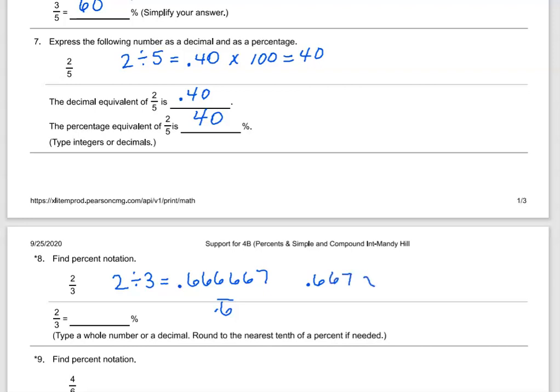And they've got it rounded so that it looks like this when they do that. That's going to be our percent, 66.7. Okay, how did we know to do that? Because here, when we type this on the calculator, this is what we get, right?